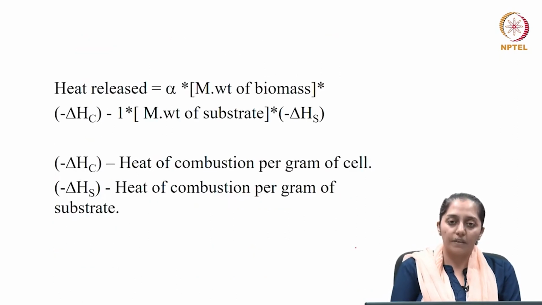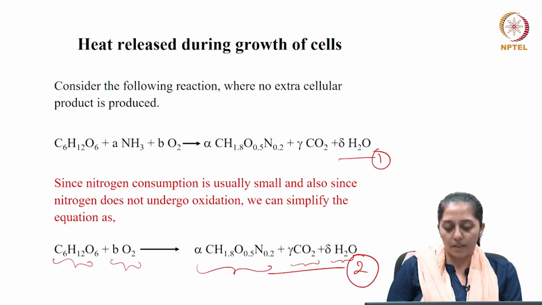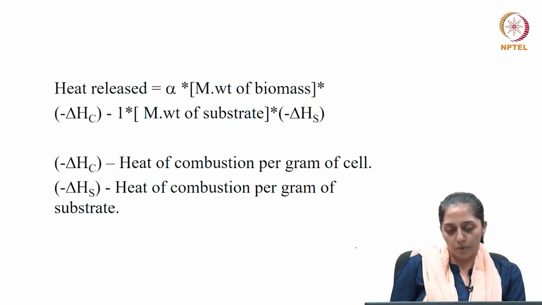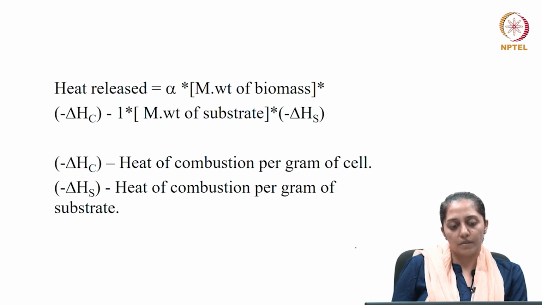Now, in order to find the heat released, this would be what? If we go by this equation, equation 2, this will be alpha times the molecular weight of the biomass multiplied by the enthalpy, the heat of combustion of the biomass. So, we are doing it for the 1 mole of glucose consumed, minus the molecular weight of substrate multiplied by the heat of combustion of the substrate. So, this difference will give us the amount of heat released during the biomass formation.